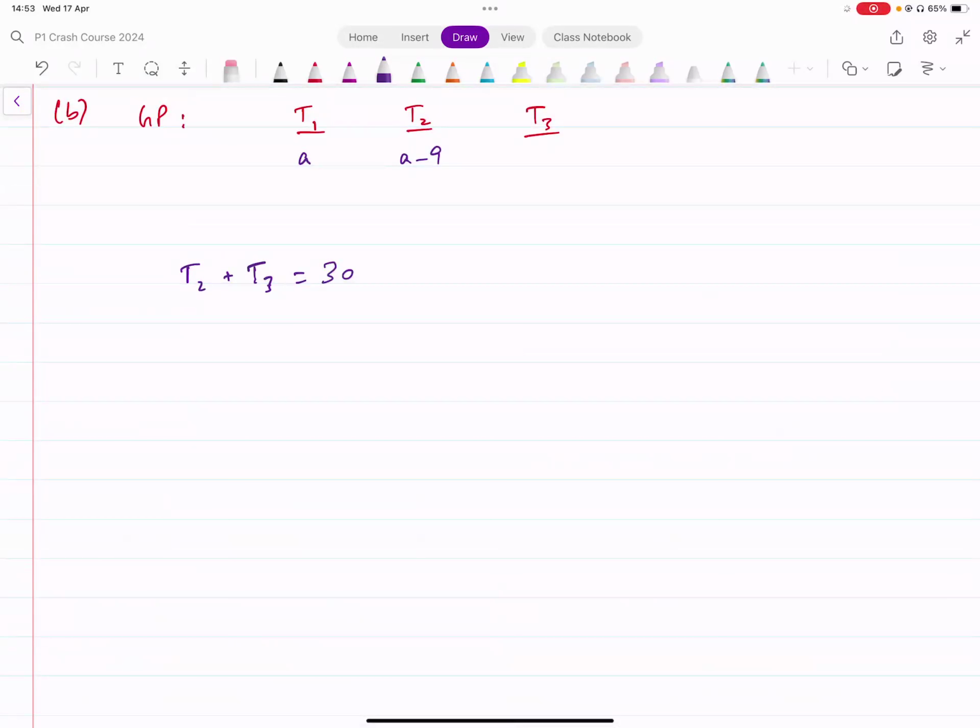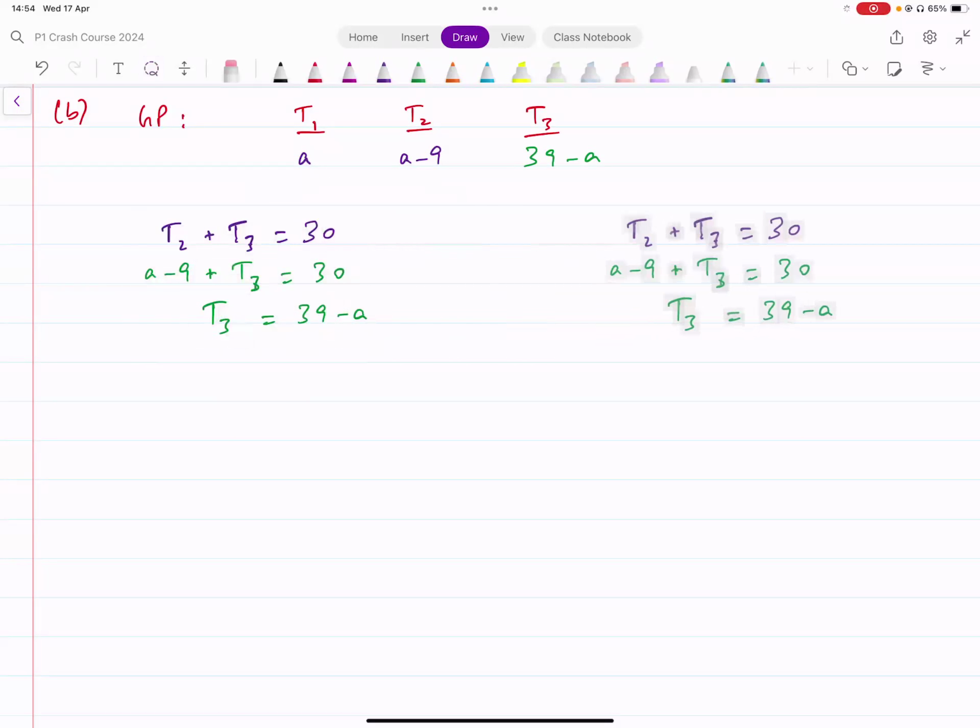Now we know the second term already. We know that the second term is A minus 9, in terms of A. If the second term is A minus 9, let's input that here. So A minus 9 plus T3 equals 30. Can we find T3 in terms of A as well? T3 turns out to be 30 plus 9, which is 39, minus A. So T3 turns out to be 39 minus A.